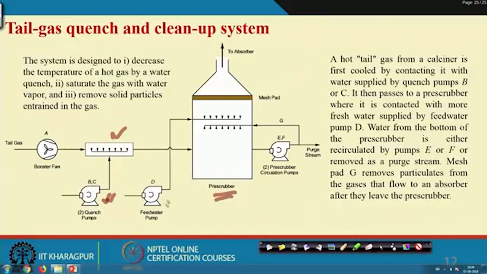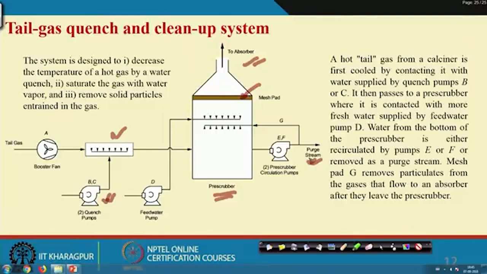Water from the bottom of the pre-scrubber is recirculated by pump E or F. Using pump D, water is poured here. At the bottom there will be water that is recirculated by either pump E or F, or otherwise it is removed through the purge stream. Now, there is a mesh pad, basically to remove the particulates in the gas, and finally after removal the gases flow to the absorber. So, hot gas comes through the quenching system, then another water quenching, then finally goes through the mesh pad for particulate removal and on to the absorber. The water accumulated here is either recirculated by one of the two pumps or taken out by the purge stream.